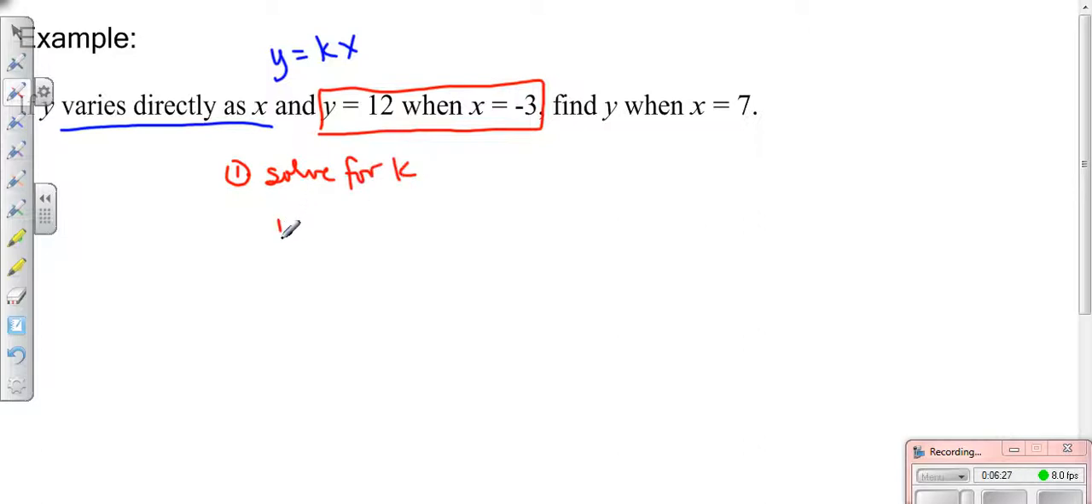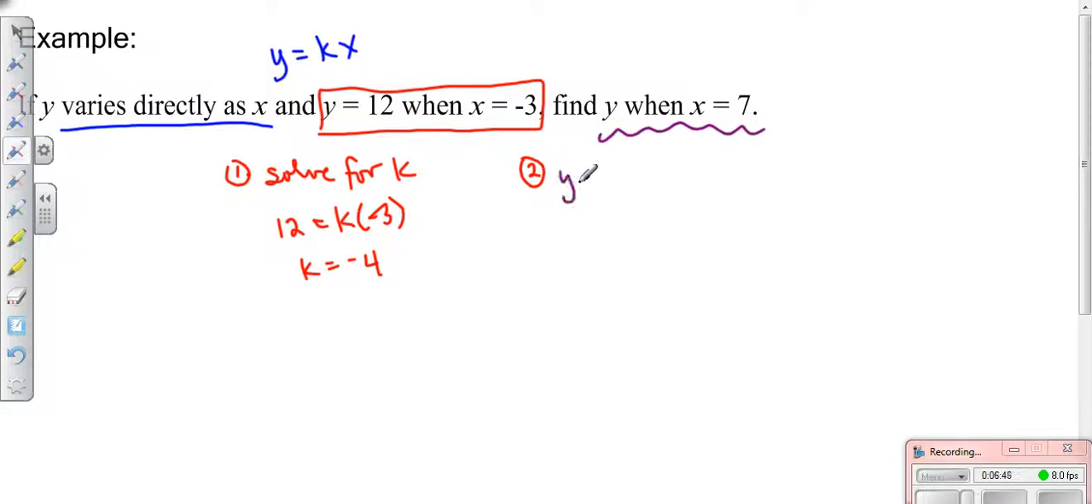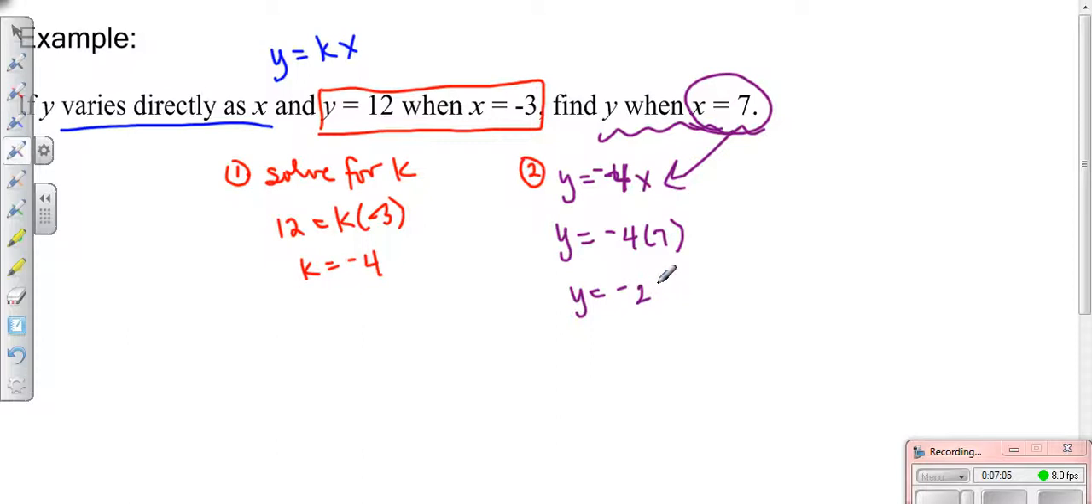So I've got 12 is equal to k times negative 3. Divide both sides by negative 3, and k is negative 4. Then you take that value and we use it with these numbers and say, well, here's my relationship now. So I know 7, so y is negative 4 times 7, and that means that y is negative 28.